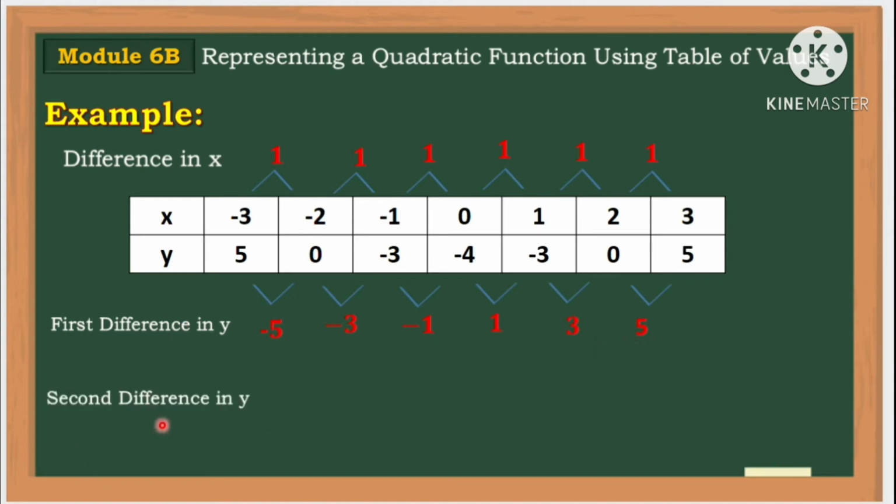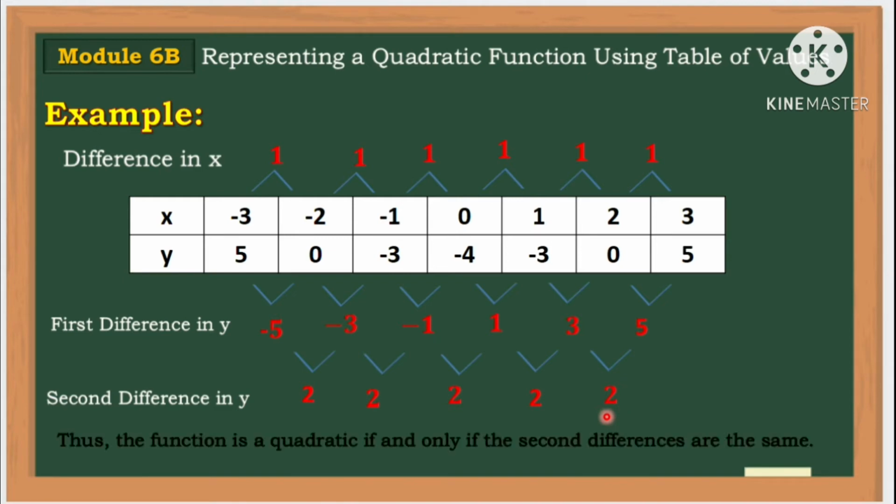Let's proceed to second difference in y. Same, negative 3 minus negative 5 will give us 2. Negative 1 minus 3 is equal to 2. 1 minus negative 1 is equal to 2. 3 minus 1 is equal to 2. 5 minus 3 is equal to 2. Okay, so since ito ay pare-parehas, this table of values ay quadratic function. Okay?